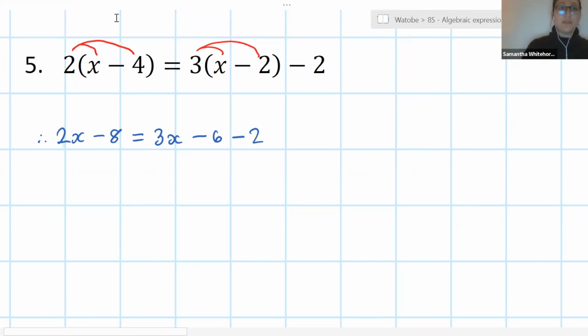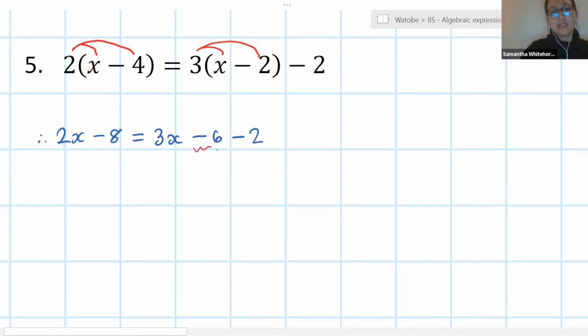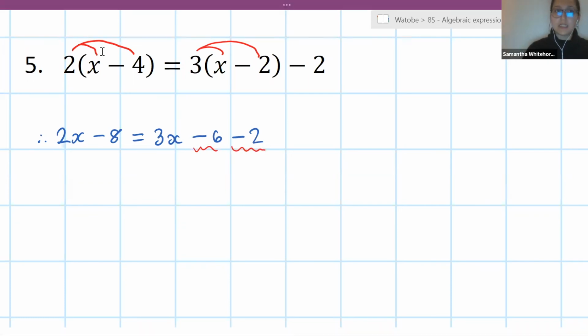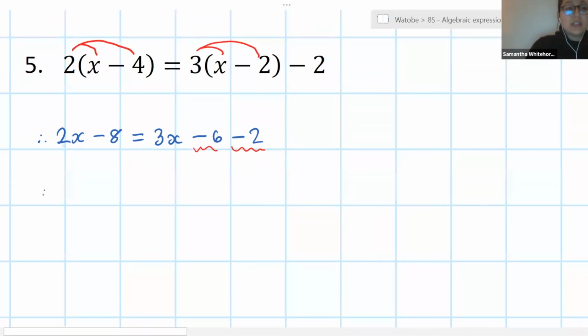Now, before I do that, what I do see is that in actual fact, this minus 6 and minus 2 on the right-hand side, I can simplify, so I can subtract those two. I'm going to do that just because it means I've got one less term to deal with. If you don't, it really isn't the end of the world. You should end up with the same answer. So minus 6 minus 2 is minus 8.